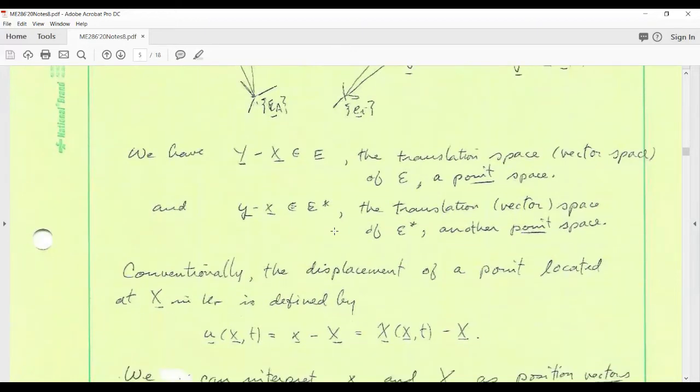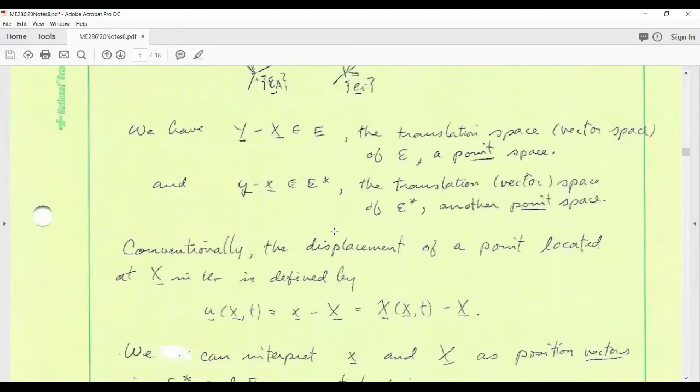Okay, this is where conventional definitions of displacement encounter a difficulty. For example, in most of the literature, it's conventional to define a displacement as the difference between final position small x at time t and position capital X in the reference configuration. And small x is the value of the deformation function chi of X and t, and then we subtract capital X.